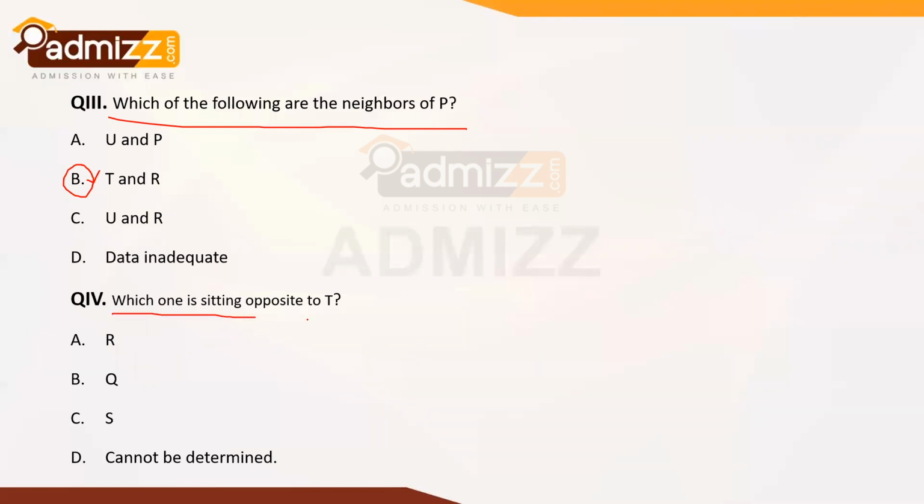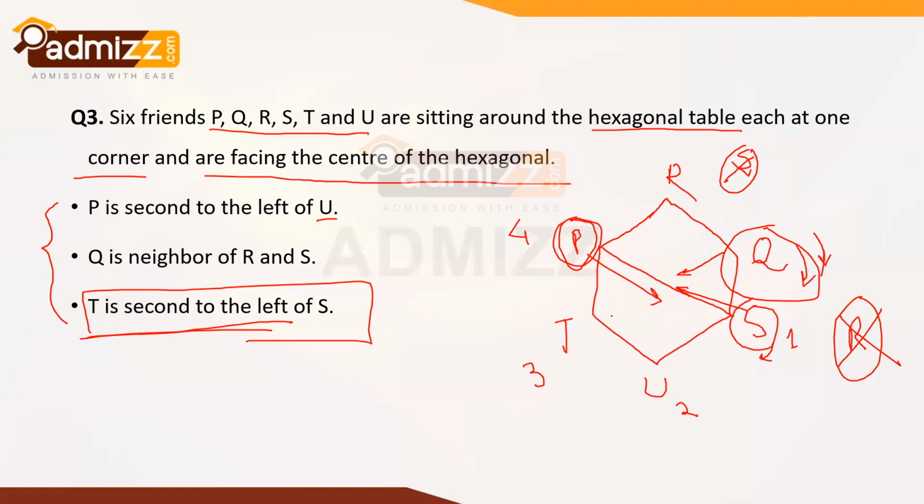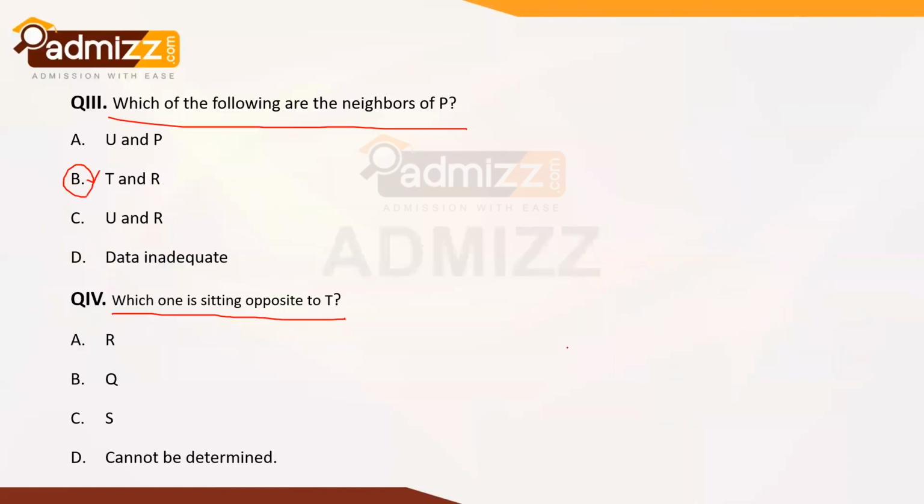Which one is sitting opposite to T? Opposite to T is this element. So the correct answer is Q in this case, which is option B. Is everyone following up to this point? Absolutely, cool.